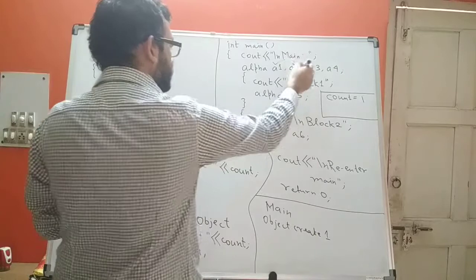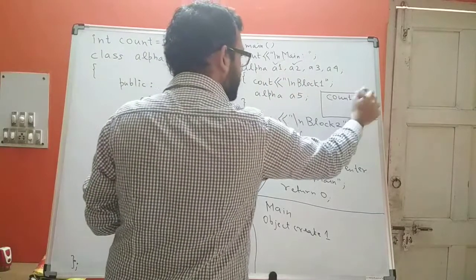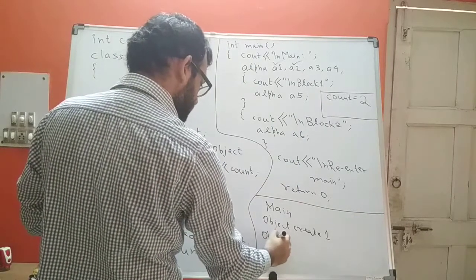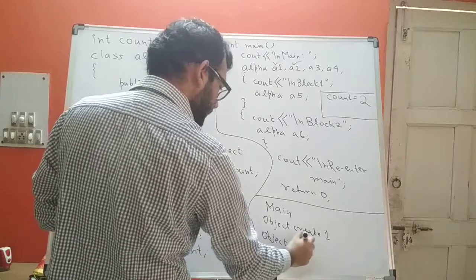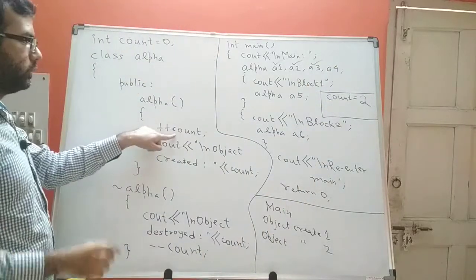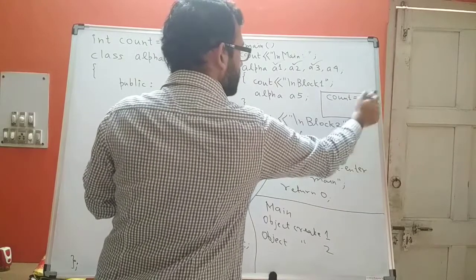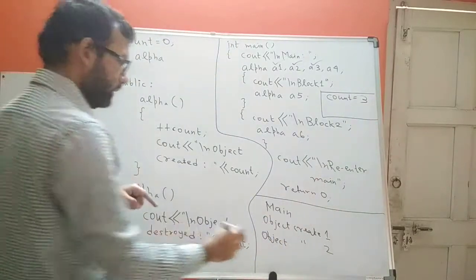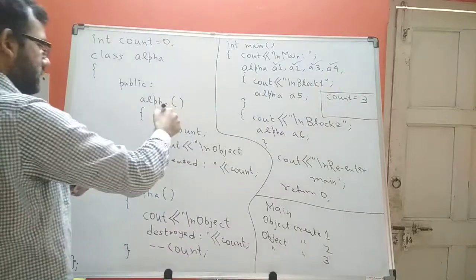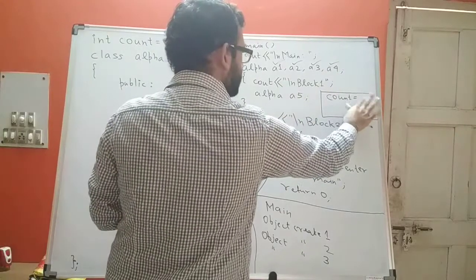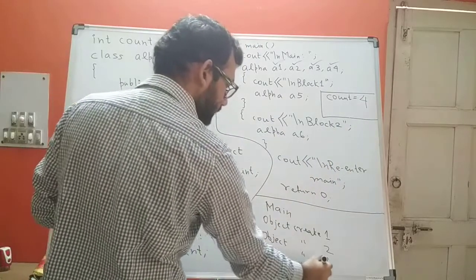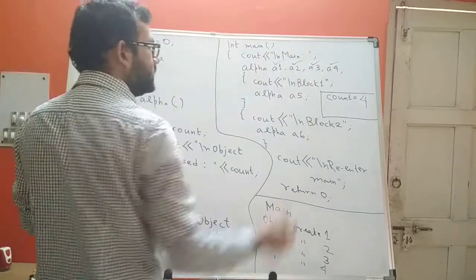Next, the constructor will again be invoked for A2. The same thing will happen. First, the value of count will be incremented, it will become 2, and then object created 2 will be printed. Then again the constructor will be invoked for A3. Count will become 3, and the statement object created 3 is printed. It will be the same for A4. The constructor is invoked automatically, count becomes 4, and object created 4 is printed. So this is what will happen for these 4 statements.